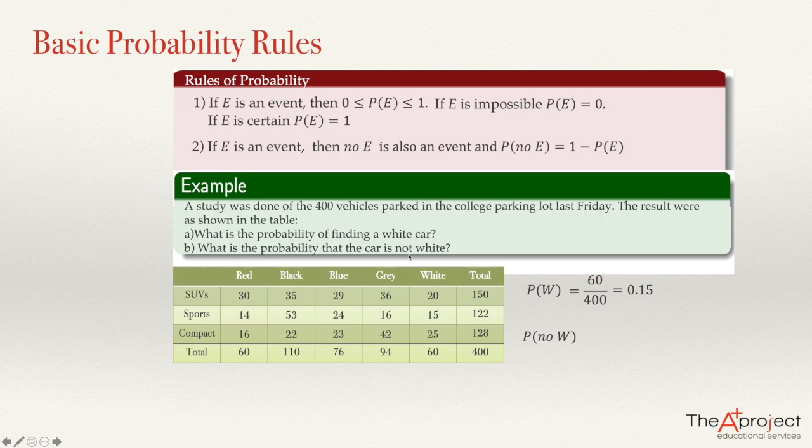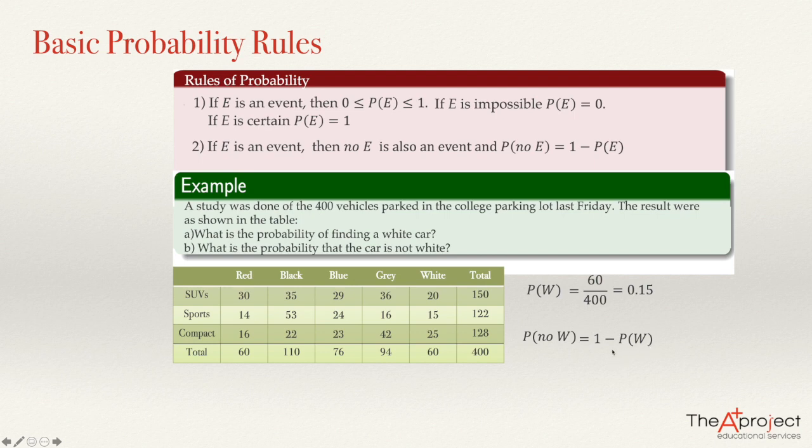But the second question is, what is the probability that the car is not white? If they are asking me this question, then one idea will be counting all the cars that are not white, and that's just the number of cars that are not white divided by 400. Obviously, if we know this rule, it will be easy if we compute 1 minus the probability of white. So in this case, the event of interest is to be white. So this A is actually the W that we have in this problem. So the probability of not white will be 1 minus the probability of white.